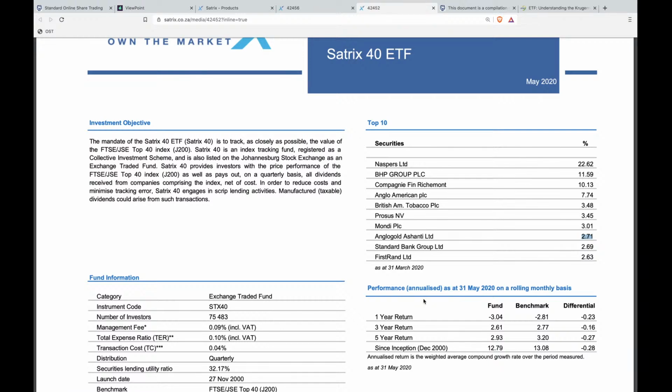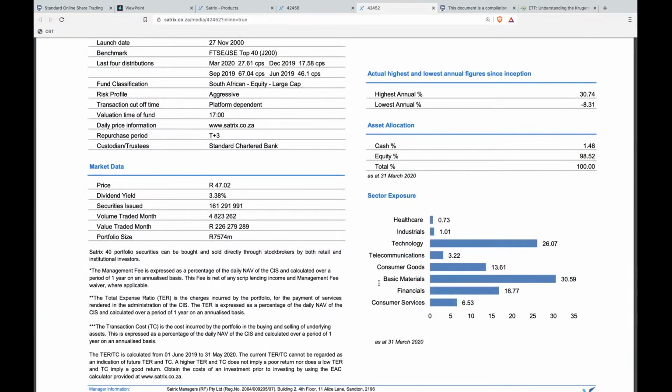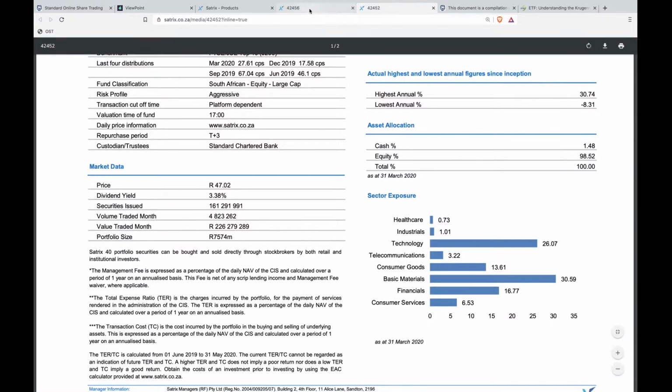Question coming through: doesn't Anglo American own AngloGold Ashanti? No, they used to. They got out of that some time ago. So the Top 40, yes, but really, if you're looking for resource or commodity exposure, the Top 40 is not really your beast.